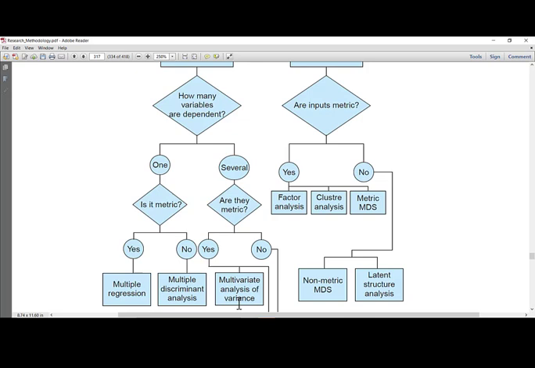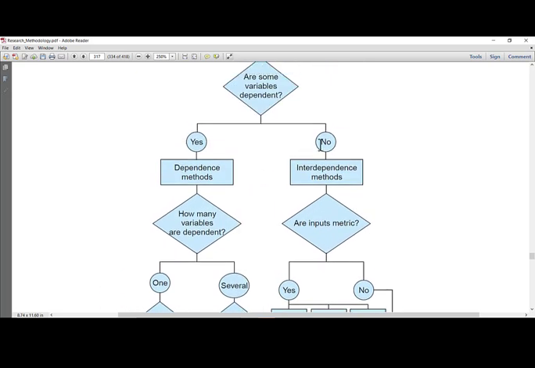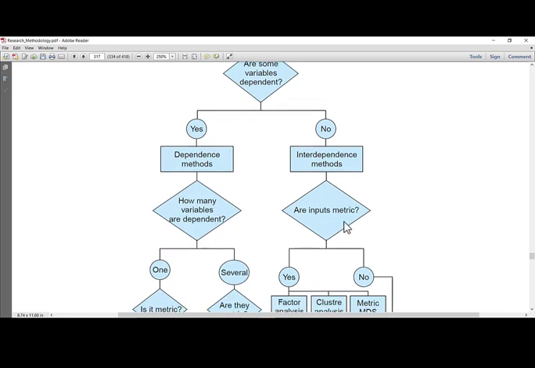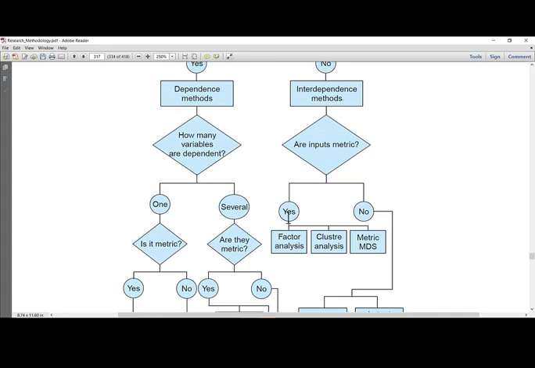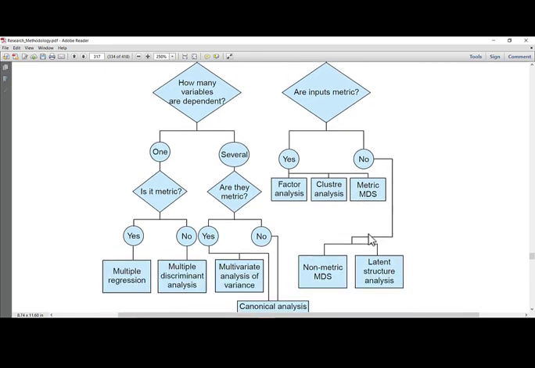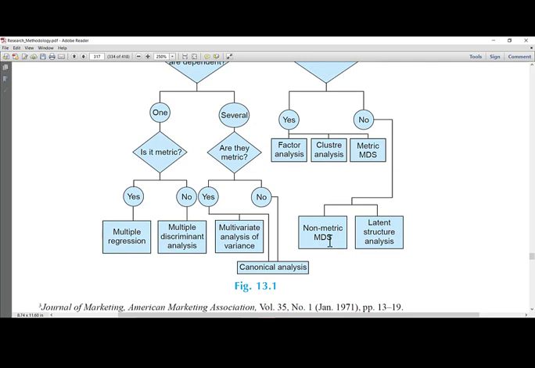And now coming to this side, are some variables dependent? No. That means interdependence methods. Then, all inputs metric: here we have factor analysis, cluster analysis and metric MDS. If it is no, then there are other methods, non-metric MDS and latent structure analysis. And now this point you have to remember.